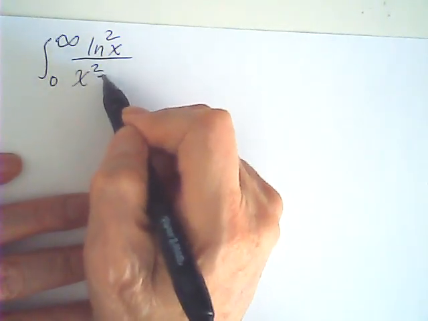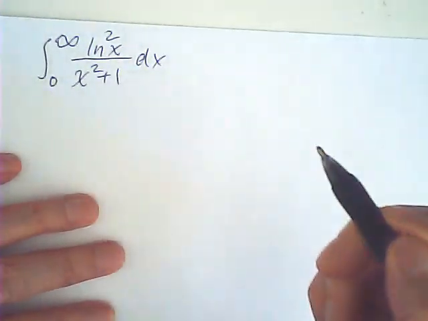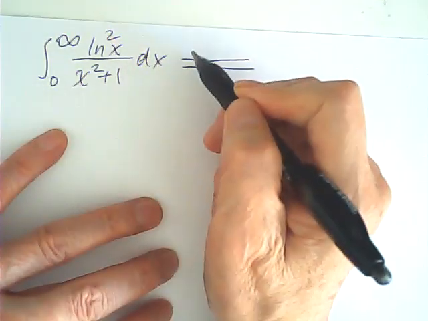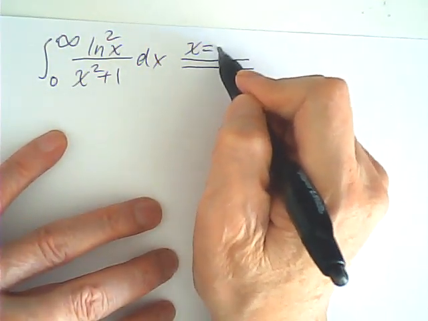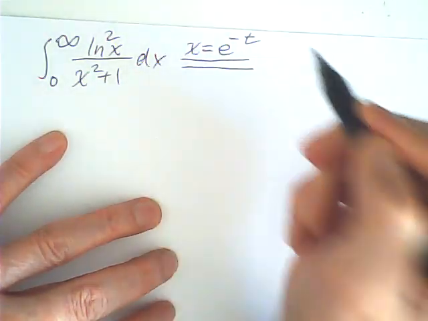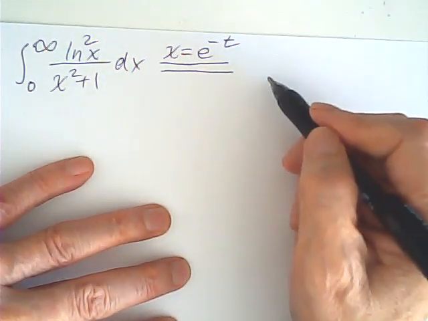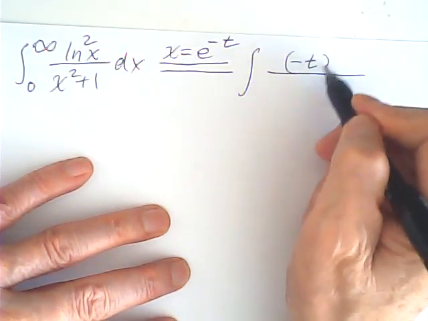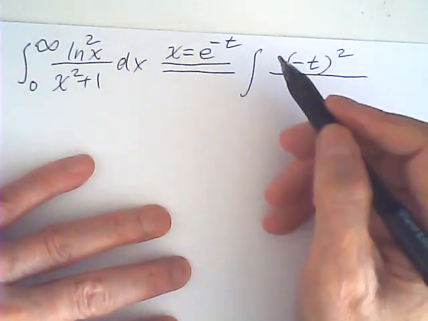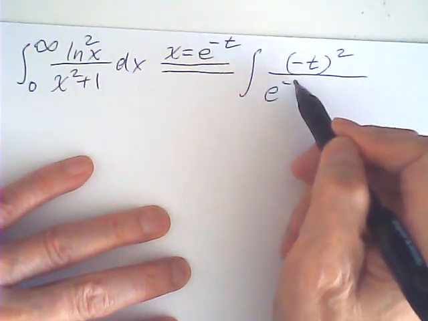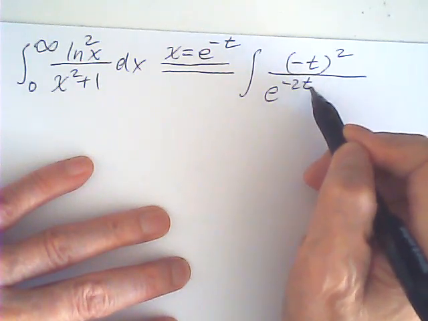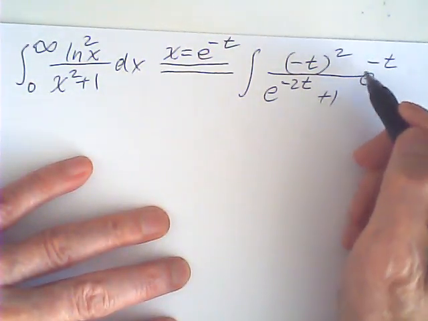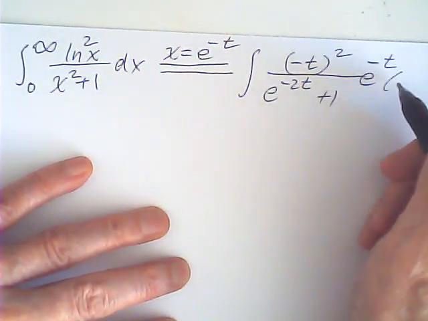x squared plus 1 dx. Method 2: start with substitution. Let x be e to the negative t. So this will equal to negative t squared, right? This is e to the negative 2t plus 1. dx will be e to the negative t times negative dt.